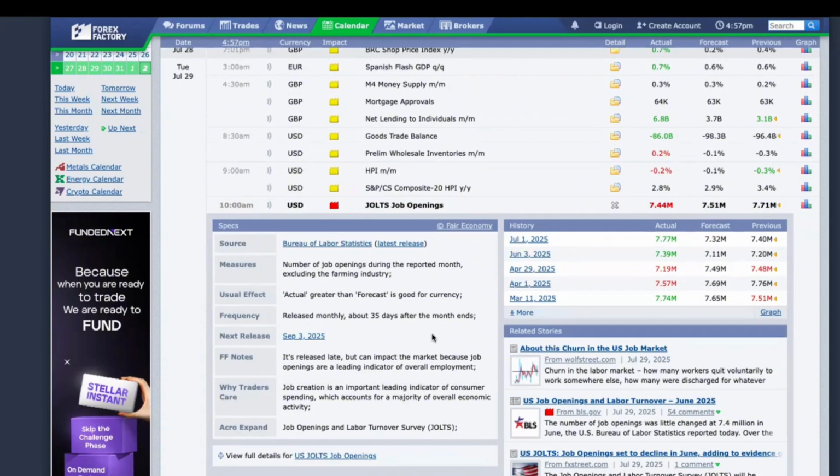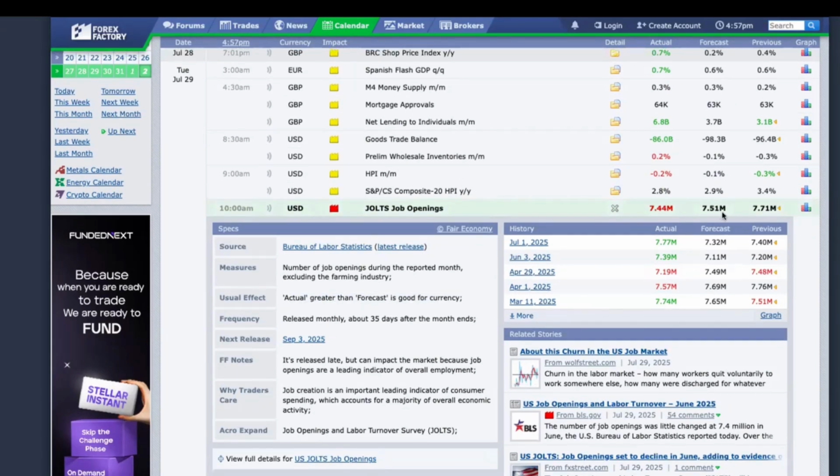You can just look at it, and it actually tells you actual greater than forecast is good for currency, meaning it's good for the US dollar, right? So let's just look at this. They forecasted it to be 7.51 for job openings. We want a lot of jobs, no? We want job openings. We want to put back into the economy, right? But it ended up being 7.44, right? So that means the actual is lower than the forecast or the predicted amount. That's not good for currency.